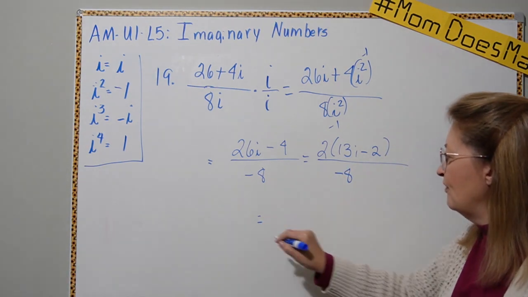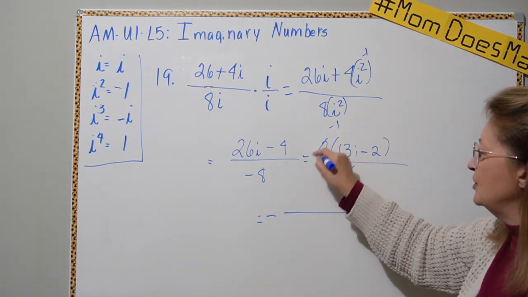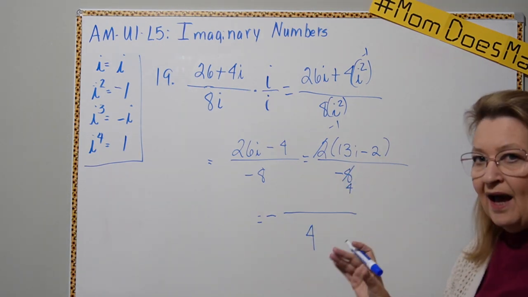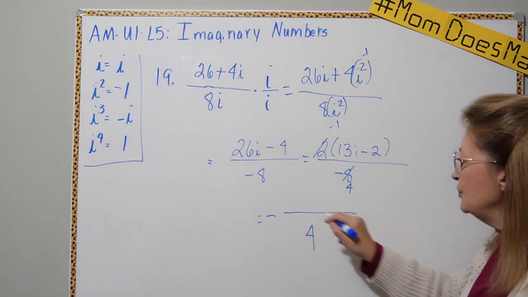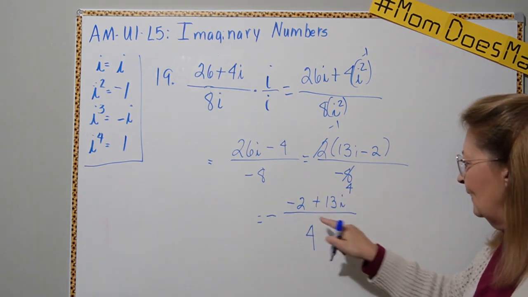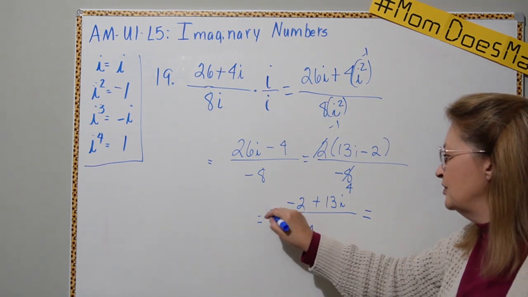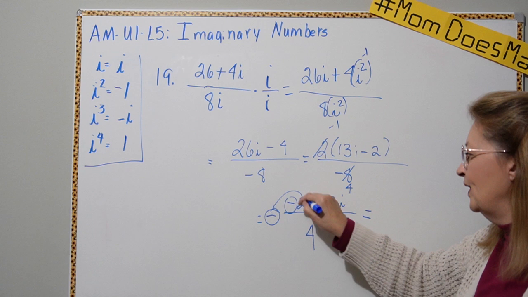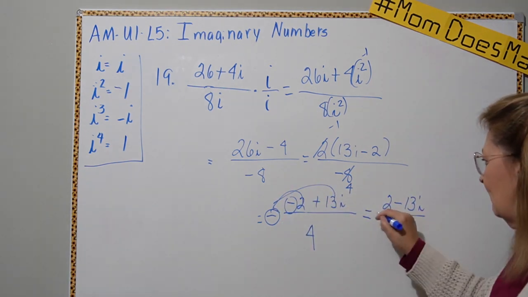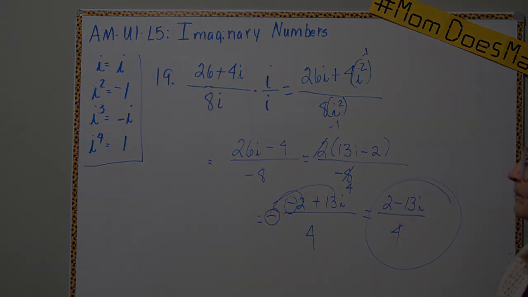Okay, so for our final version, the negative can come out front. All right, 8 and 2 reduce down to a 4. And then I still have 13i minus 2 up here, but usually you want to put your whole number in front of your imaginary number. And then last but not least, because you have a negative and a negative, let's go ahead and distribute that. And that's going to give you 2 minus 13i over 4. A lot of little things in this one.